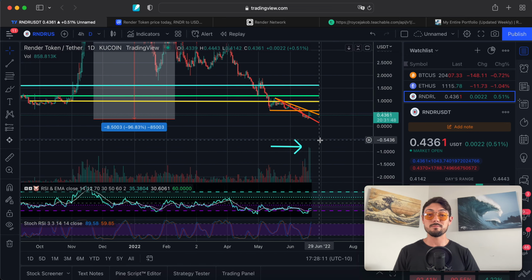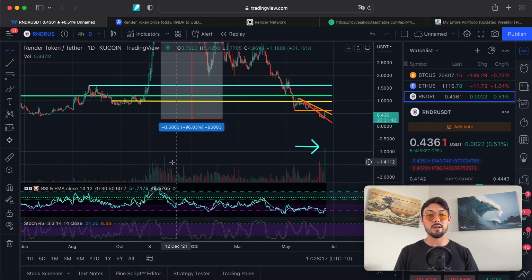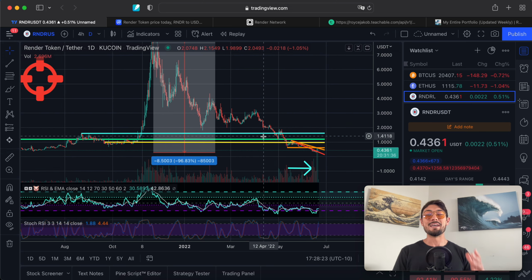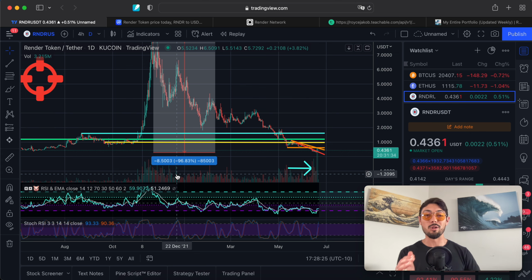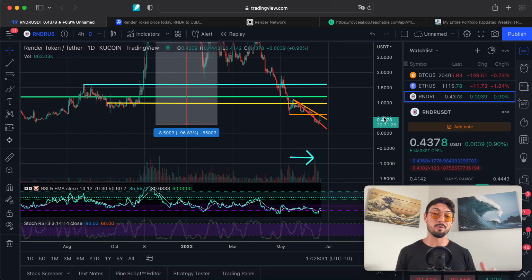And right now, we are seeing the most volume we've ever seen on Render. Let's go back here. Obviously, when Render was at like $8, the volume is a lot different. There are more dollars flowing through Render over here than there is here, but because the price per token is a lot lower, it does skew that.